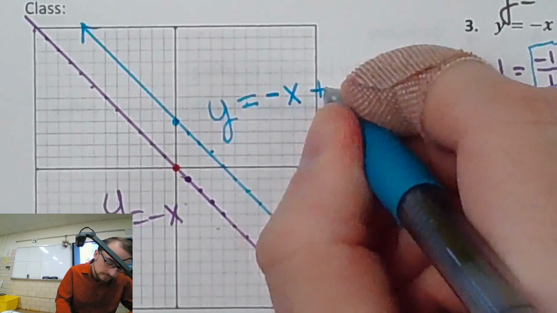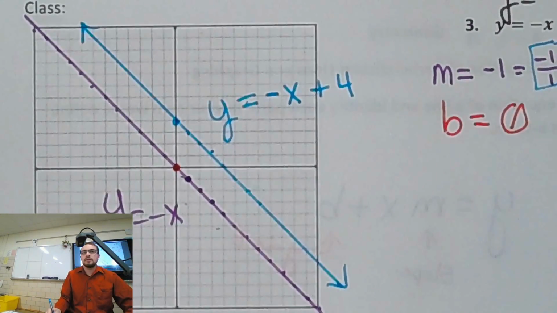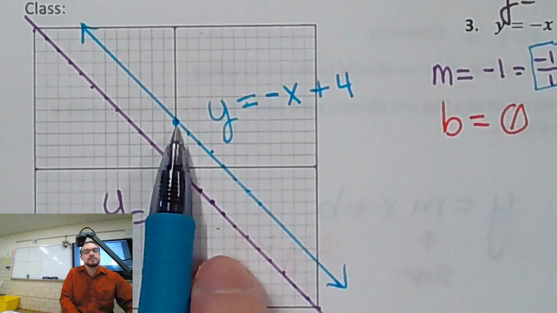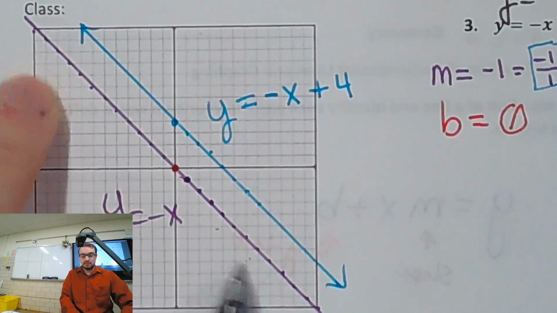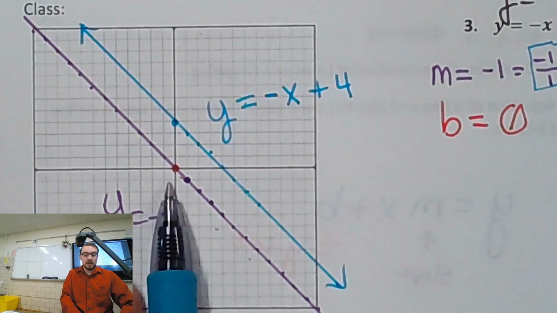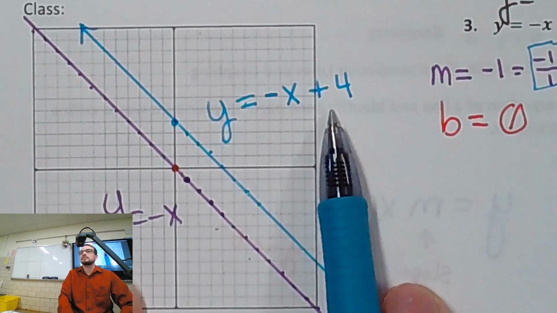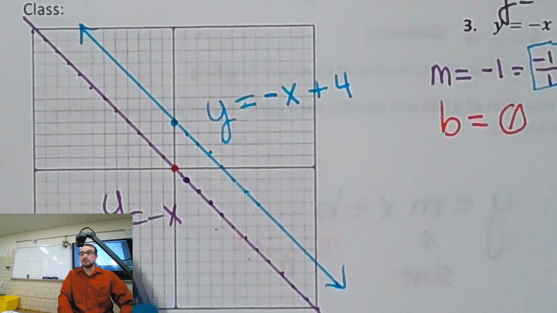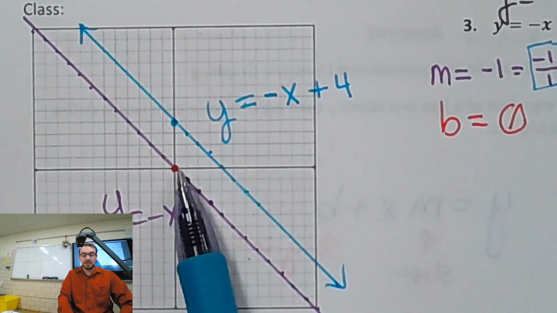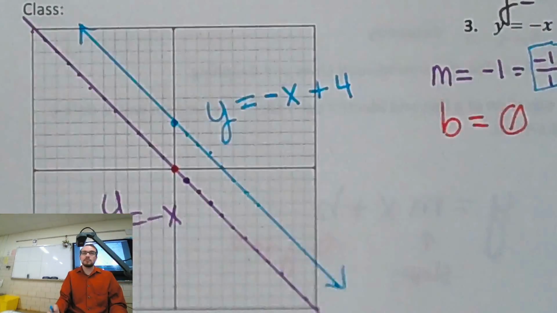Plus 4. Right? Because it goes through 4 on the y-axis. It's this purple line, the same equation, right? But moved up 4. That's what that does. Do you see the connection there? It's the same as the purple, so same equation, but it has plus 4 on it because it's moved up 4. The entire line is moved up 4.